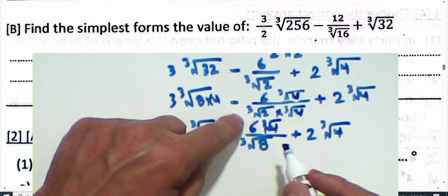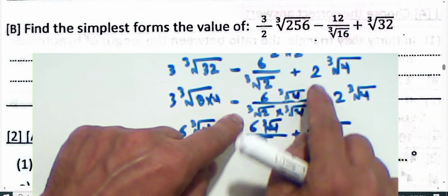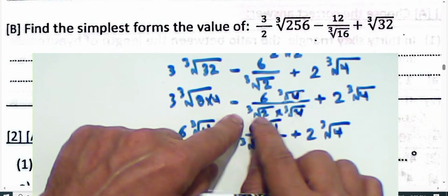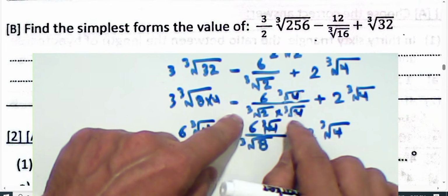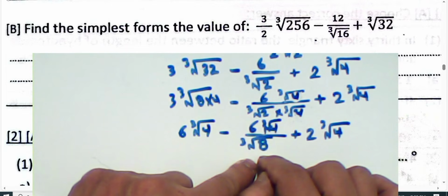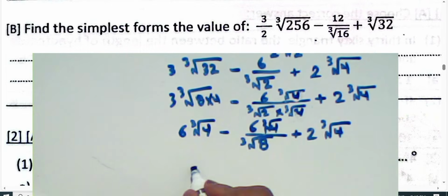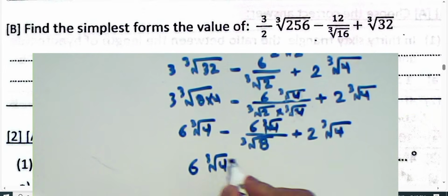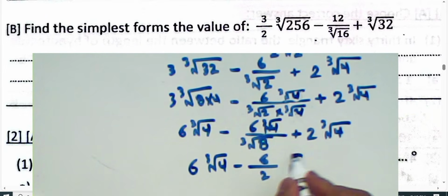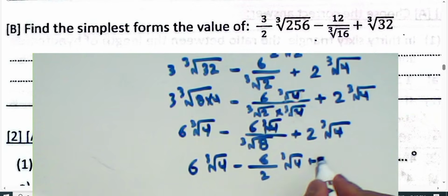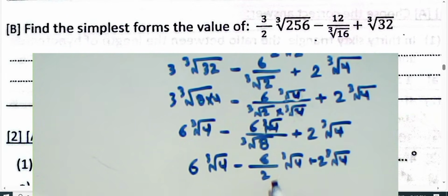Understood this example? I product here cubic root of 4 numerator and denominator because cubic root of 2 we can summarize it by write 4. 2 times 4 is 8, cubic root of 8 equal 2. And then you can write 6 cubic root of 4 over 2 cubic root of 4 plus 2 cubic root of 4. 6 divided by 2 equal 3.